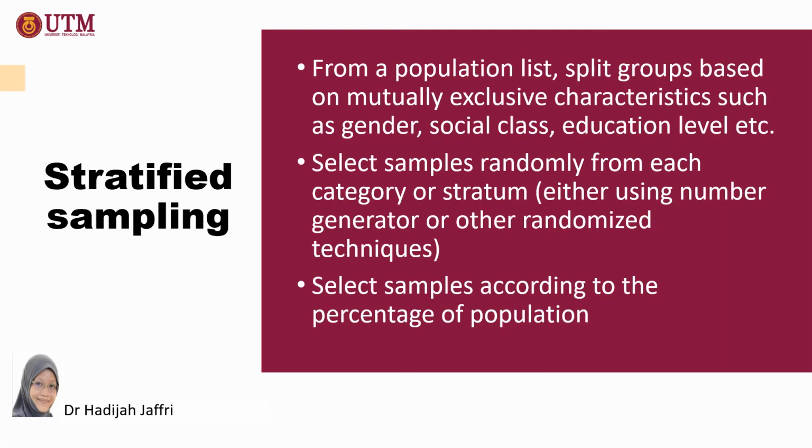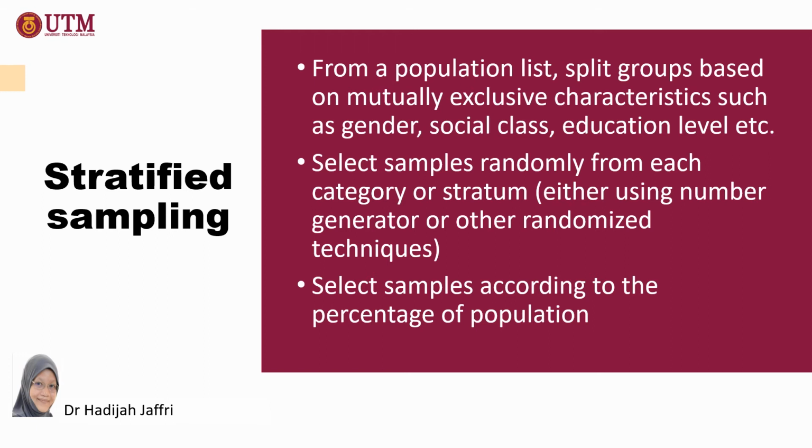Next, we move on to stratified sampling. What is stratified sampling? Stratified sampling involves splitting subjects into mutually exclusive groups such as gender, social class, education level, and such. And then the population is randomly sampled within each category or stratum.